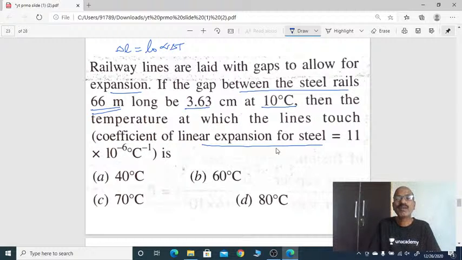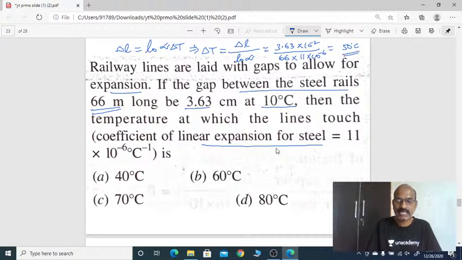From here, the change in temperature equals the change in length divided by the original length times alpha. All the values are given. The change in length is 3.63 centimeters, which is 3.63 times 10 to the power minus 2 meters, divided by the original length 66, times alpha, the coefficient of steel, which is 11 times 10 to the power minus 6. Simplify, and you will get 50 degrees Celsius.